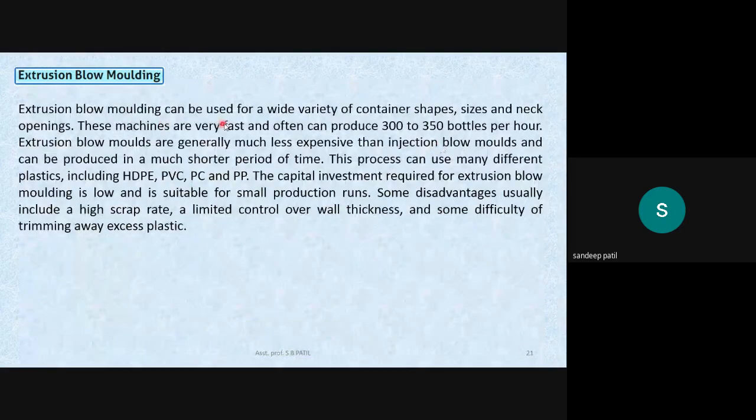This extrusion blow molding is used for a wide variety of container shapes, sizes, and neck openings. Machines are very fast, and can produce 300 to 350 bottles per hour. The blow molds are generally much less expensive than injection blow molds and are produced in a much shorter period of time. Many different plastics can be used, like PVC, PC, and PP plastics. Capital investment is low and it is suitable for small production. Some disadvantages are a high scrap rate, limited control over wall thickness, and difficulty trimming away the excess plastic.